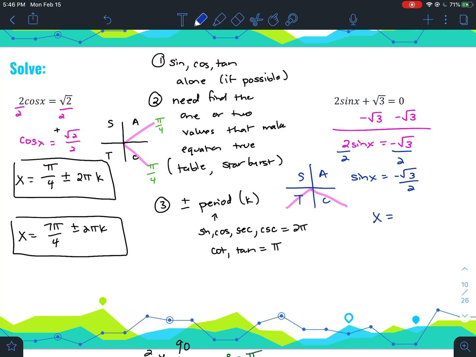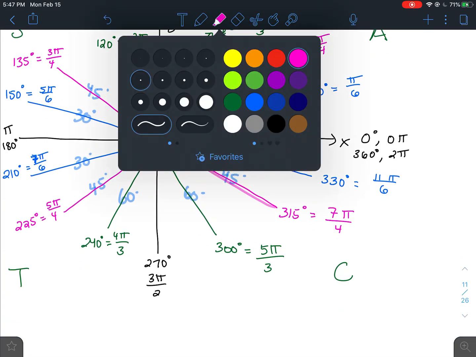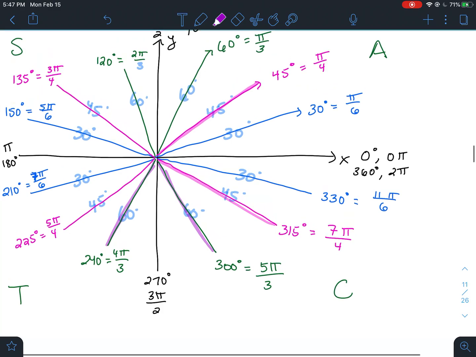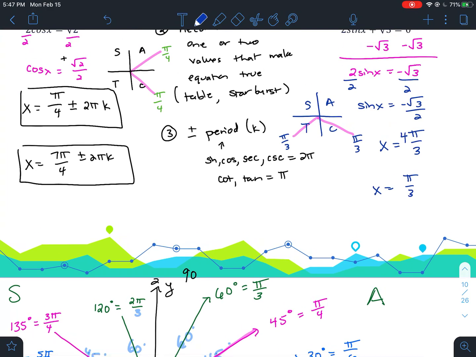Well, sine is square root 3 over 2 at 60 degrees or pi over 3. So we need the pi over 3s that exist in the third quadrant and the fourth quadrant. So let's scroll down. Where are the pi over 3s in the third quadrant and the fourth quadrant? Well, here's one, at 4 pi over 3, and here's the other one at 5 pi over 3. So the two values that I want for my angle are 4 pi over 3 and 5 pi over 3.